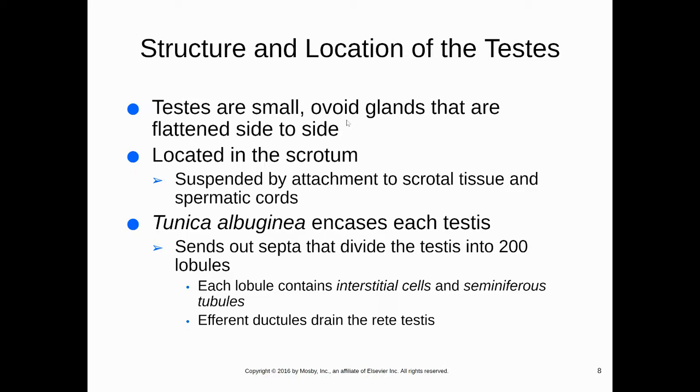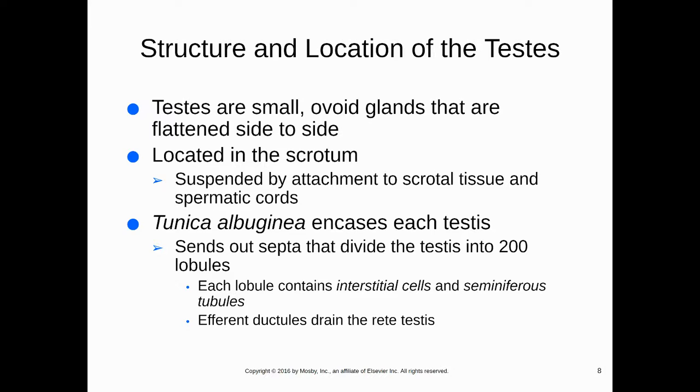Okay. So, testes are small oval glands that are flattened side to side. They're located in our scrotum. Remember, the scrotum is like the protective area, and that has scrotal tissues and spermatic cords. In addition, it's got this little thing called the tunica albuginea, and that encases each testis. This basically sends out septa that divide the testes into 200 lobules.